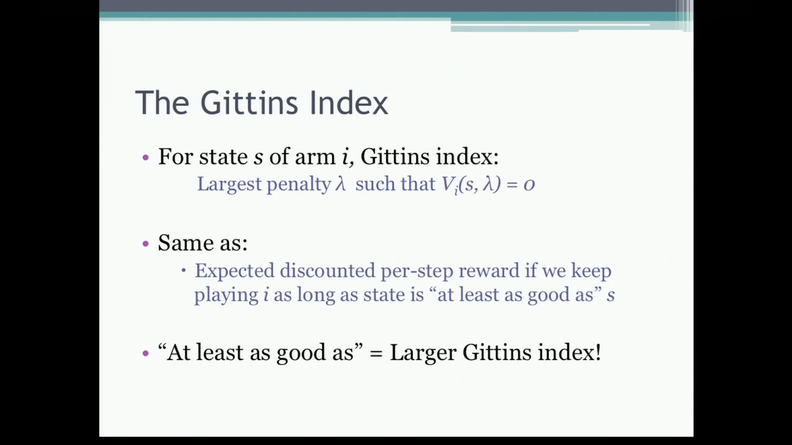And the Gittins index is, okay, what is the largest penalty lambda? As I keep increasing the penalty, I'll get less and less net benefit from this arm. At some point, the optimal thing to do might be to not play this arm at all. Because playing it, I'm paying so much cost that it's not worth it. So the Gittins index is this value: I increase lambda such that this is 0.